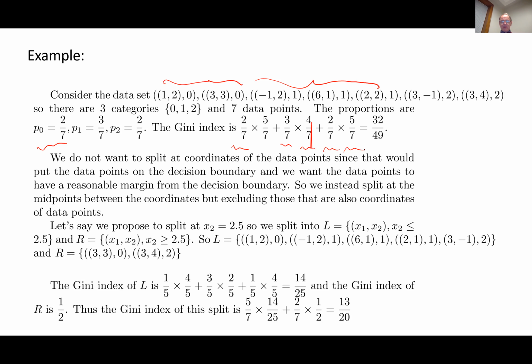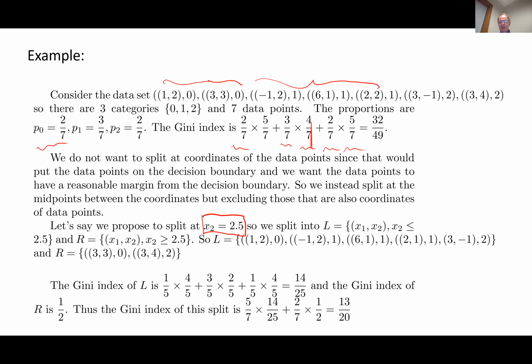And so instead we want to split it at the midpoints between coordinates. So we're going to compute all the midpoints of the coordinates, and then we're going to throw out those midpoints that occur as coordinates. So let's try to propose our first split at x2 equal to 2.5.